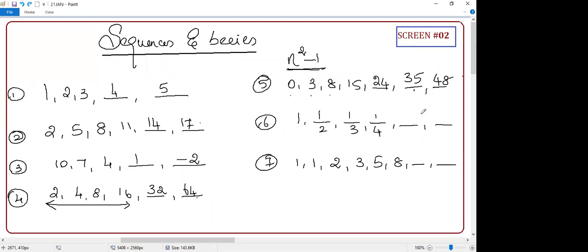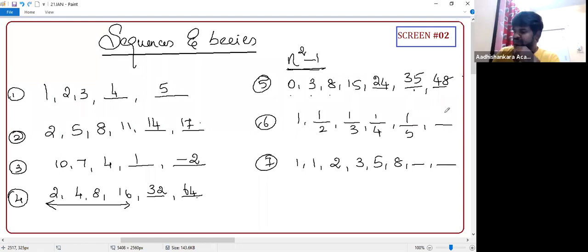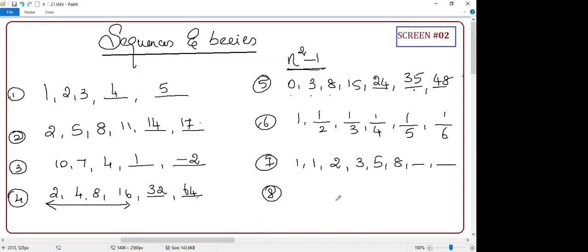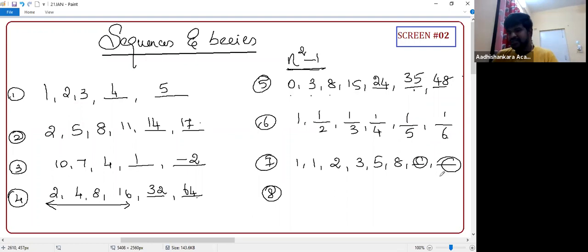So guys, anyone can tell me what are the next two terms here? One by 5 and 1 by 6, or what, sir? 1 by 5, 1 by 6. Clear? And what are the next two terms here? Next two terms. Sir, 12. Not 12, student.